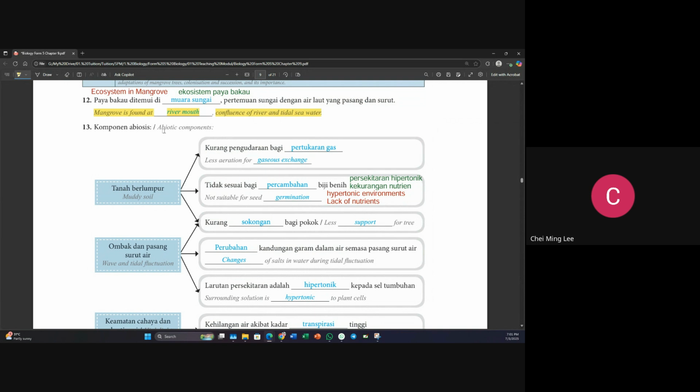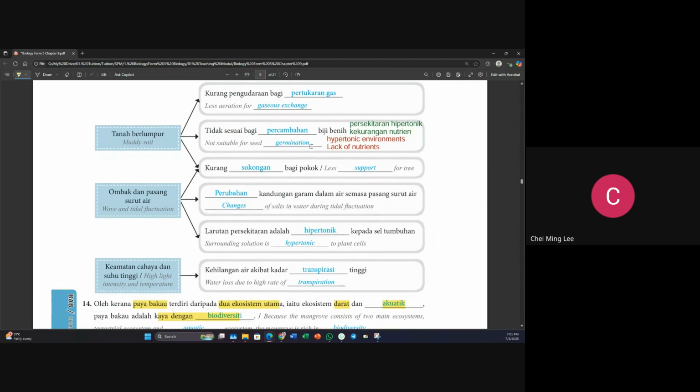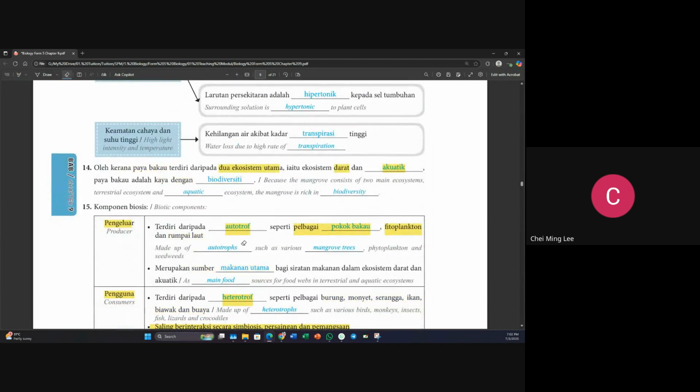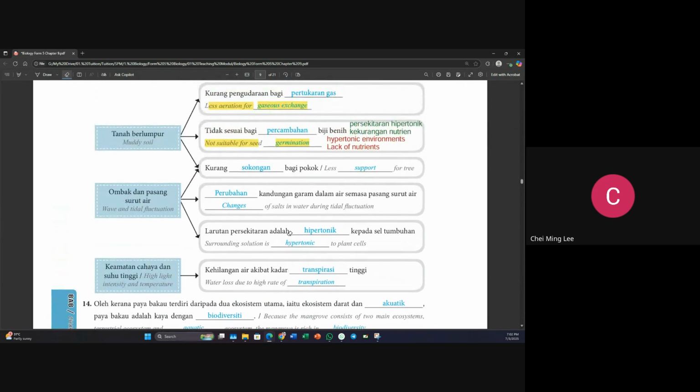So the abiotic component of this mangrove is that they have a muddy soil, which has less aeration for gaseous exchange and is not suitable for seed germination. Why? Because it is a hypertonic environment, due to being full of salt, too much salt and lack of nutrients.